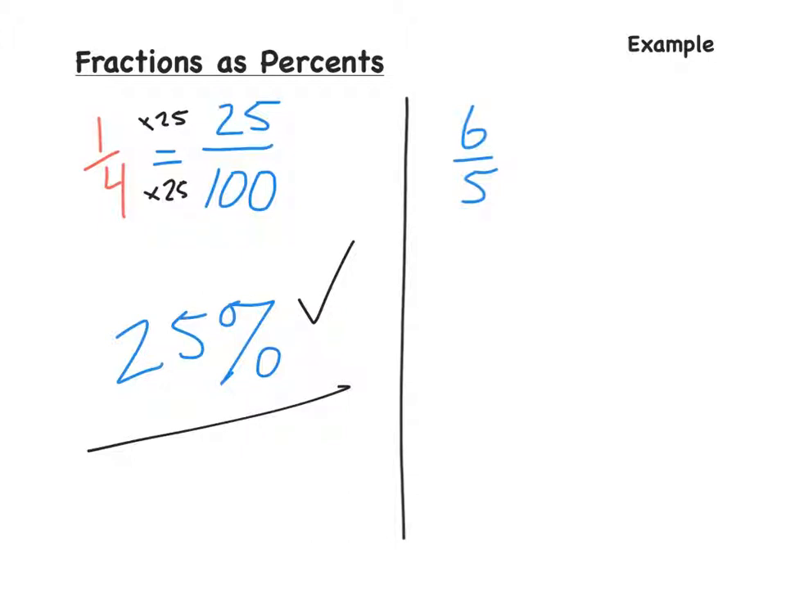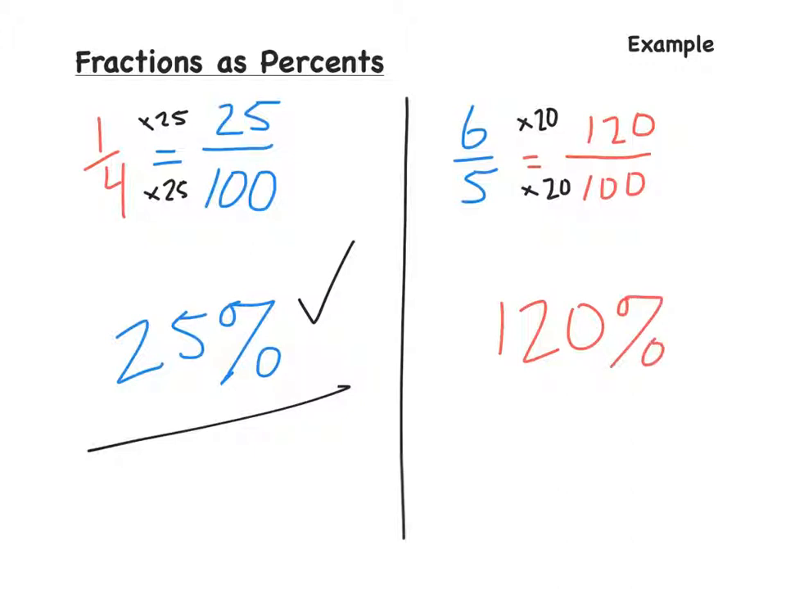Final answer. So, let's look at the next one. If we have 6/5, remember, we always want to make it equal to 100. So, 5 times what is equal to 100? In this case, 5 times 20 is equal to 100. So, whatever we do to the denominator, we have to do to the numerator. So, 6 times 20 is equal to 120. So, since we now have a fraction with 100 in our denominator, 6/5 written as a percent is 120%.